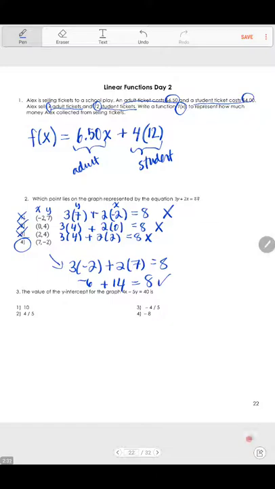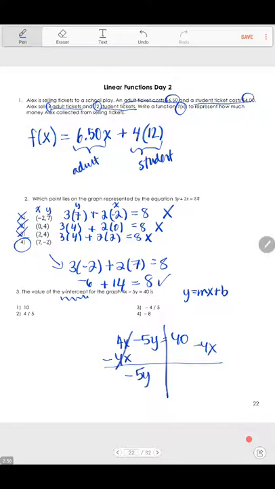Last one. The value of the y-intercept for the graph 4x minus 5y equals 40 is, in order for us to find the y-intercept, we need this equation written in y equals mx plus b form. Meaning we need to solve for y. So 4x minus 5y equals 40. I need to subtract 4x on both sides, leaving me with negative 5y equals 40 minus 4x. Divide by negative 5 on both sides. y is equal to negative 8 plus 4 over 5x. It's plus 4 over 5x because negative divided by negative is positive.